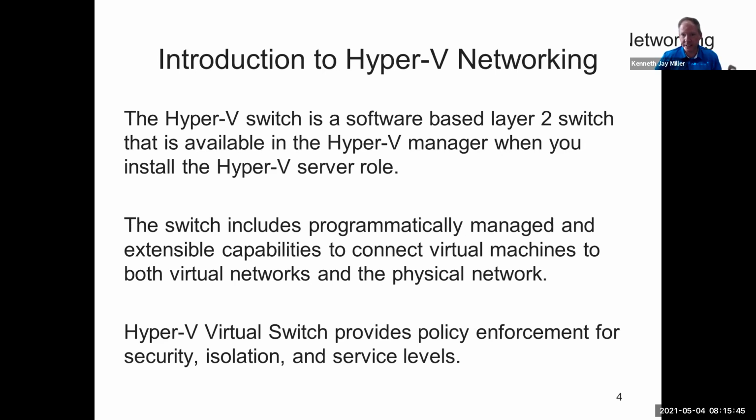That's a Class C typical subnet mask of 255.255.255.0 will give you 256 total IP addresses. Okay. Now, the switch also includes the ability to manage and set it up just like you would any other switch. So there are some policies we can enforce for security reasons, to isolate, and for service levels. So we're gonna walk through what that means.